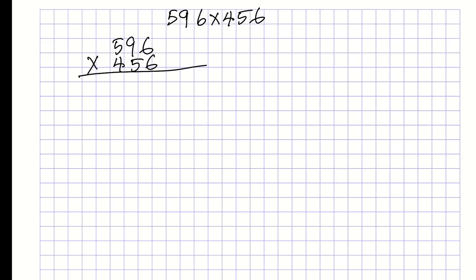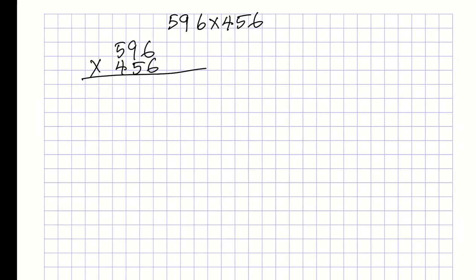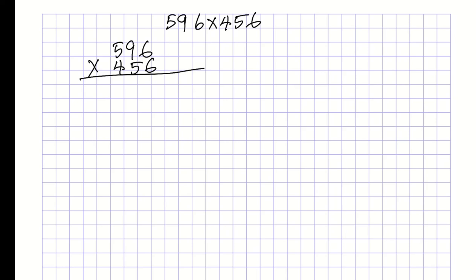You start with 6. You say 6 times 6 is 36. You write 6 down, right? And you carry 3. You put 3 here. 6 times 9 is 54. 54 plus 3 is 57.